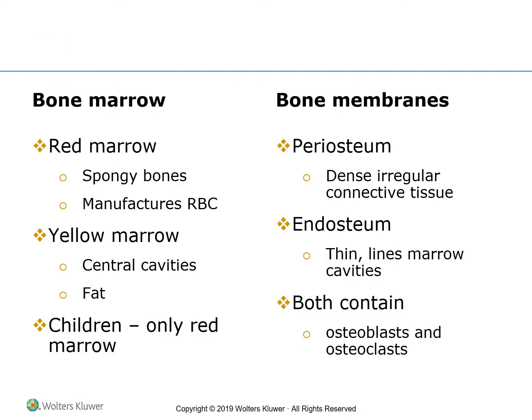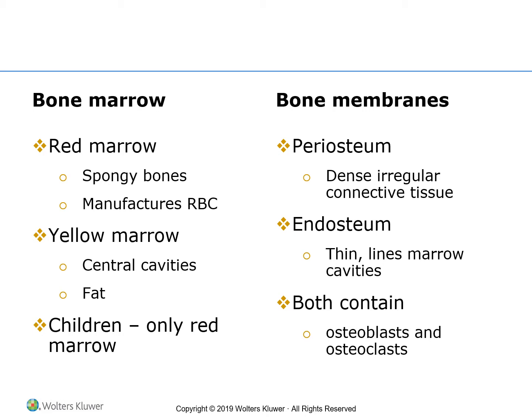Now let's discuss a little bit about bone marrow. We have two types of bone marrow. We have what is called the red bone marrow that can be found inside the trabecular structures of the cancellous bone, the spongy bone. And the main function of the red bone marrow is to manufacture red blood cells continuously.